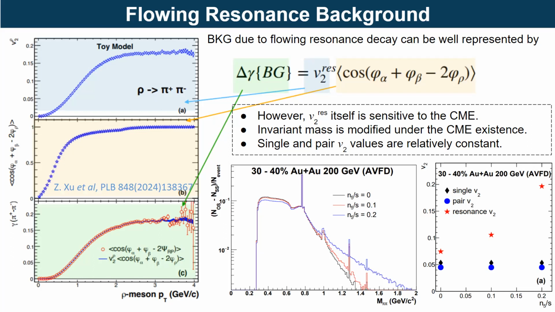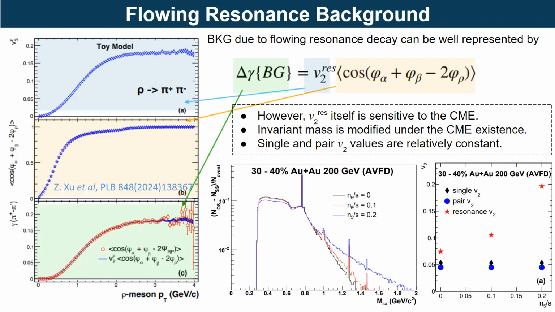The upper panel shows V2. The middle panel shows this factor. Then we multiply them and compare with the delta gamma background. They agree very well. So that means this picture is right. The formula is right. We can use such a thing to control background.